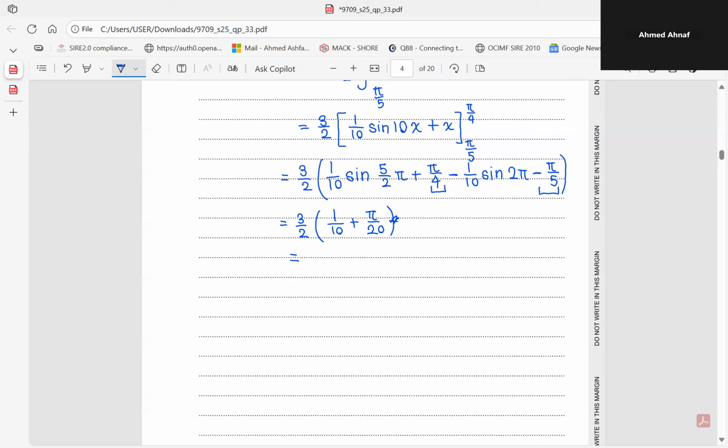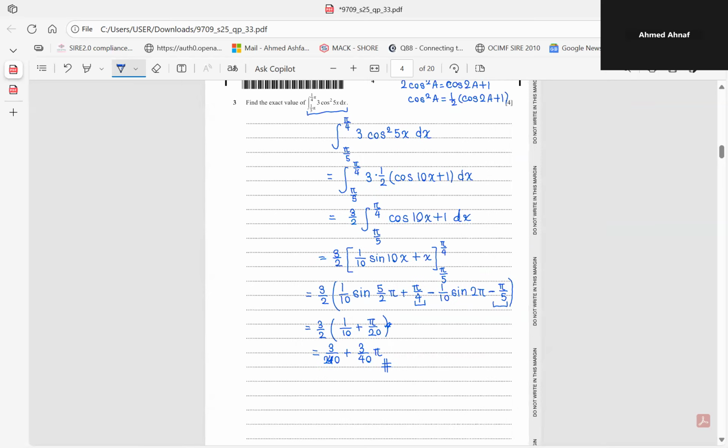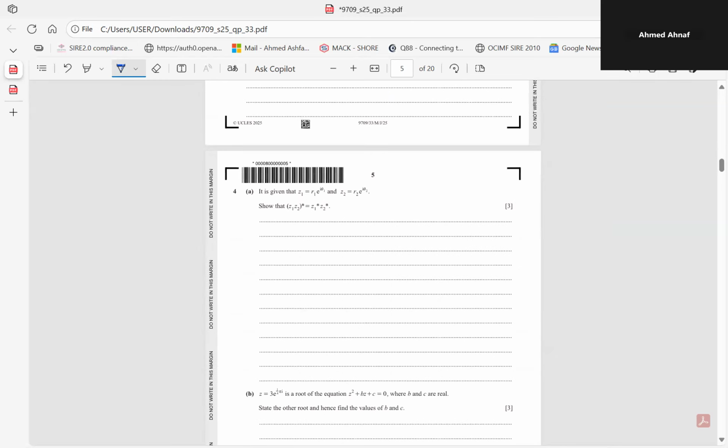So expanding everything, we get 3 over 20 plus 3 over 40 pi. So this is our final answer for this question. 3 over 20 plus 3 over 40 pi. Let's head on to the next question.